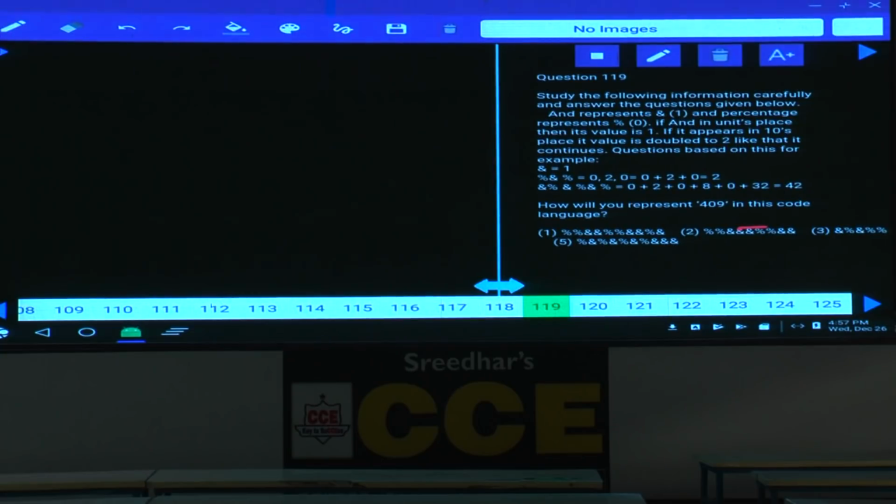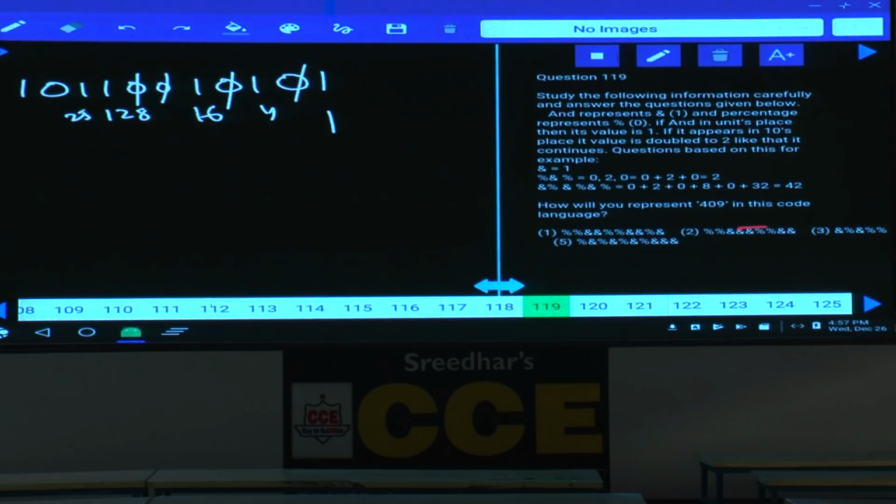Whatever this number is in question 120, we have 1, 0, 1, 1, 0, 0, 1, 0, 1, 0, 1. Now 2 power 0, 2 power 1, 2 square, 2 cube, 2 power 4, 2 power 5, 2 power 6, 2 power 7, 2 power 8, 2 power 9, 2 power 10. 2 power 10 is 1024. What is the sum of this? 1024 plus and so on. 4 plus 6, 10 plus 8, 18 plus 6, 24, plus 1, 25.